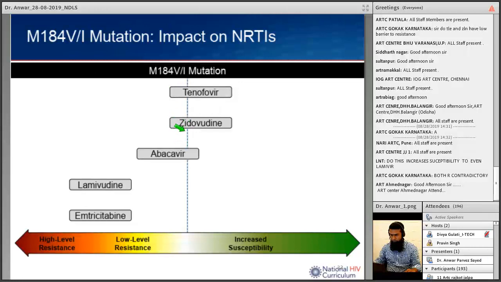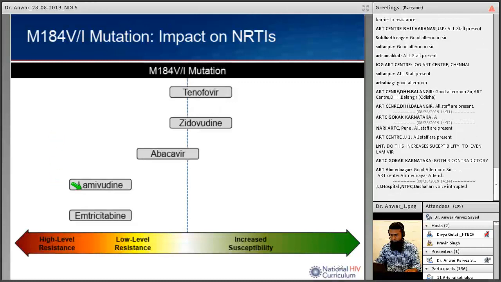But if you look at tenofovir and zidovudine, what has happened to these two drugs? They have moved to the right side. The susceptibility of these two drugs has increased because of the presence of this mutation. So what I'm trying to say by this slide is, you might have observed that in first line we use tenofovir, lamivudine and efavirenz. And if it fails, in the second line we give, for example, zidovudine, lamivudine and atazanavir-ritonavir. So one drug which we are still continuing to use is lamivudine. Lamivudine we used in the first line, and lamivudine we also use in the second line. Why we did so was because of this reason.